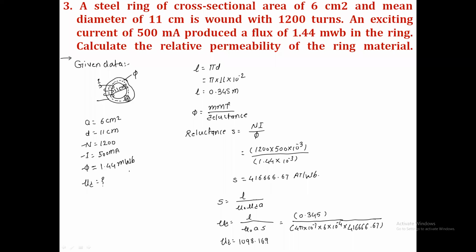Unitless. Absolutely correct. It's a unitless quantity, and this is the answer actually. The expected answer is this one. Is it right? Okay, so please take a note of this.